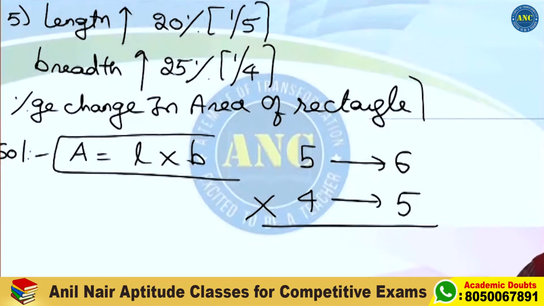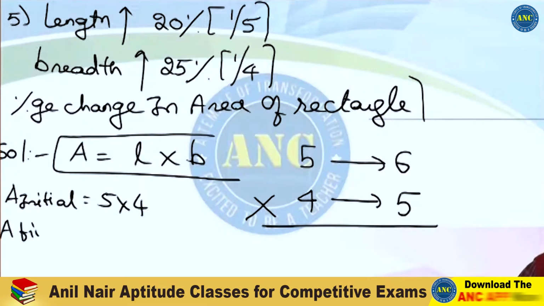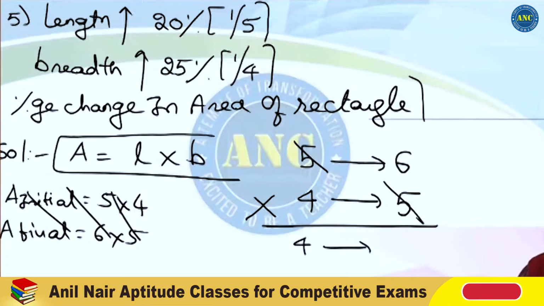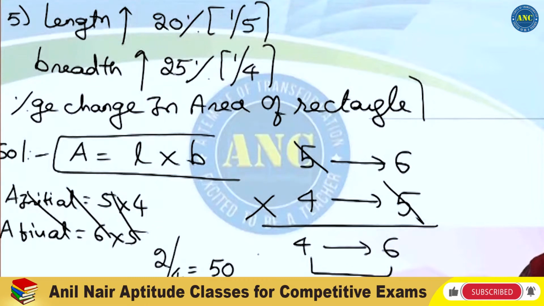What exactly I am doing is, area initial is nothing but 5 into 4. Area final: 5 became 6, 4 became 5. This is what I wrote, but it is a time waster for me. 5 cancels, 4 became 6. There is an increase of 2 on 4, which is 1 by 2. Area is increased by 50%.